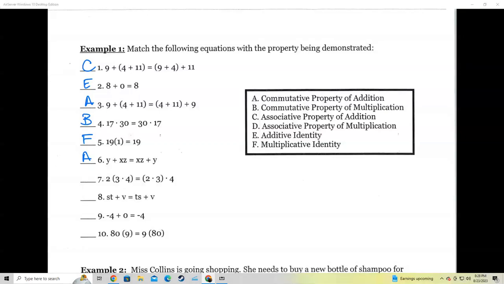On number 7, it's 2 times 3 times 4 is equal to 2 times 3 times 4. Right away, we ask ourselves, did the number switch? 2, 3, 4, 2, 3, 4. The answer is no. They did not switch, so it's not commutative property. What did change, though, was a parentheses. So therefore, this must be associative property. And all I'm doing is multiplying, so this should be letter D, associative property of multiplication.